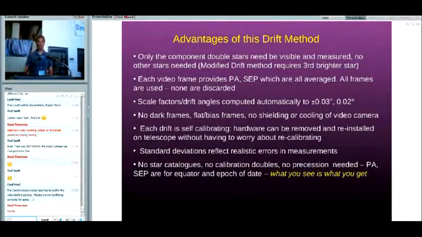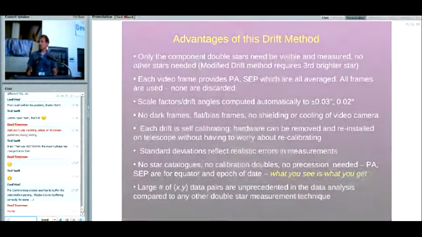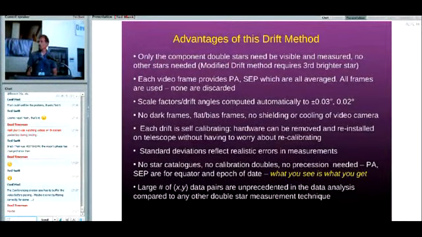Standard deviations reflect the realistic errors in the measurements, and those are our own internal precisions, and since they're very high systematic accuracy, we believe they are very accurate. There are no star catalogs required, no calibration doubles, no precession needed. Basically, you're measuring the position angle and separation for the equator and epoch of date, so what you see is what you get. Next slide. And in my opinion, the large number of XY data pairs is unprecedented in the number of data points you get compared to any other double star measuring technique. Next slide.